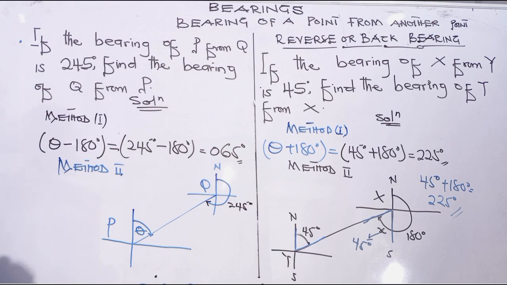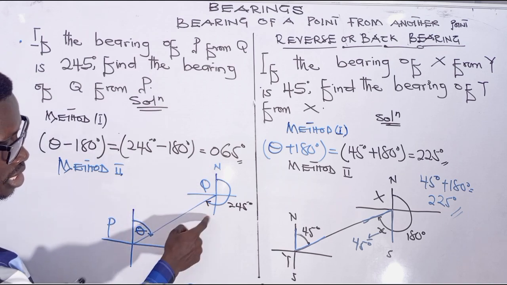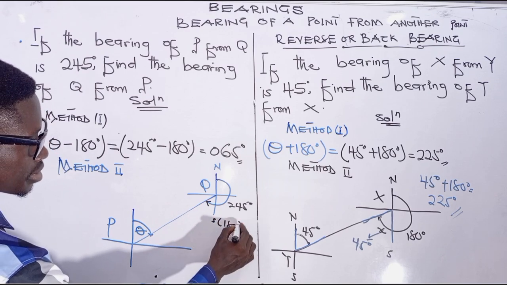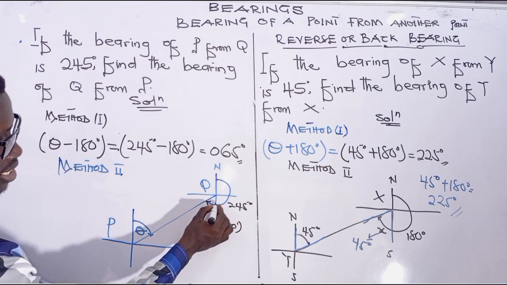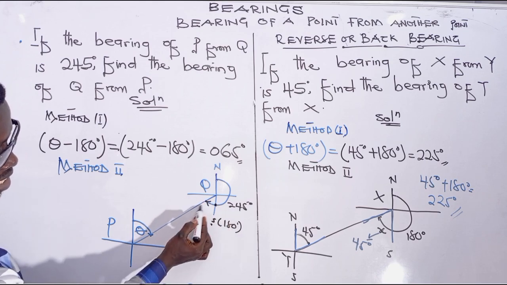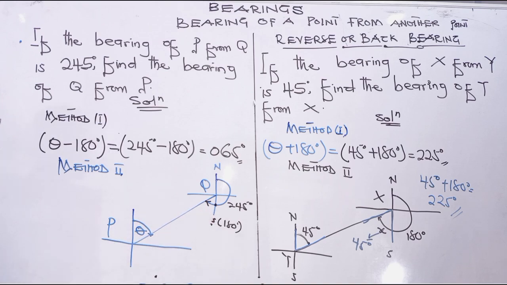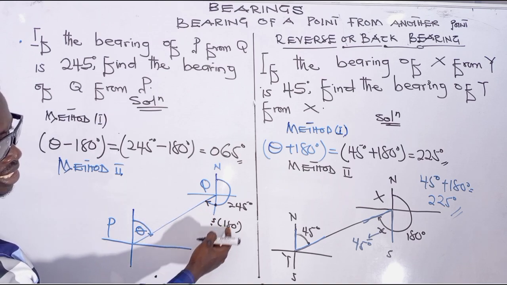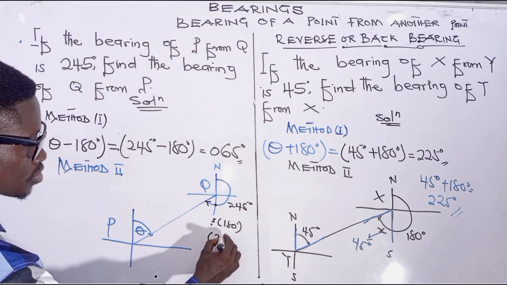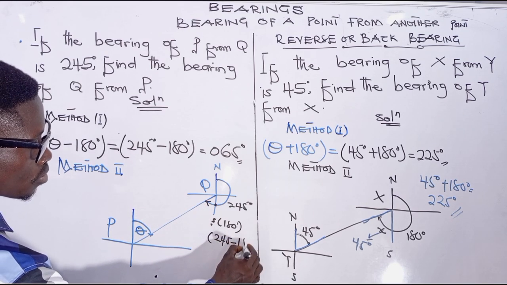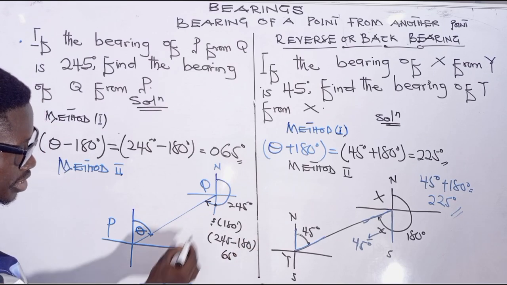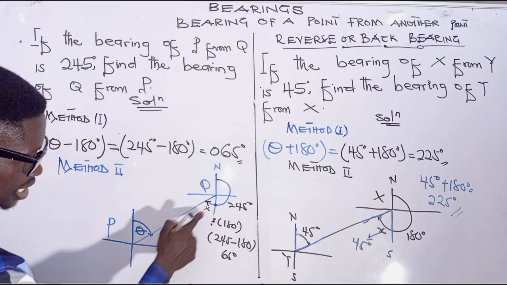We know that the measure of the angle from the north to the south pole is what? 180 degrees. To find the angle between the south pole and the terminal line, what must we do? We have to subtract 180 from 245 to give us this particular angle. So we are going to have 245 minus what? 180. That gives us what? 65 degrees.